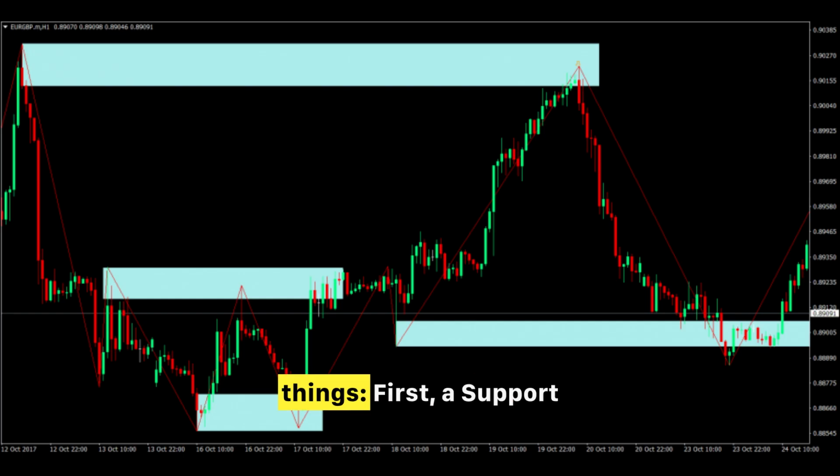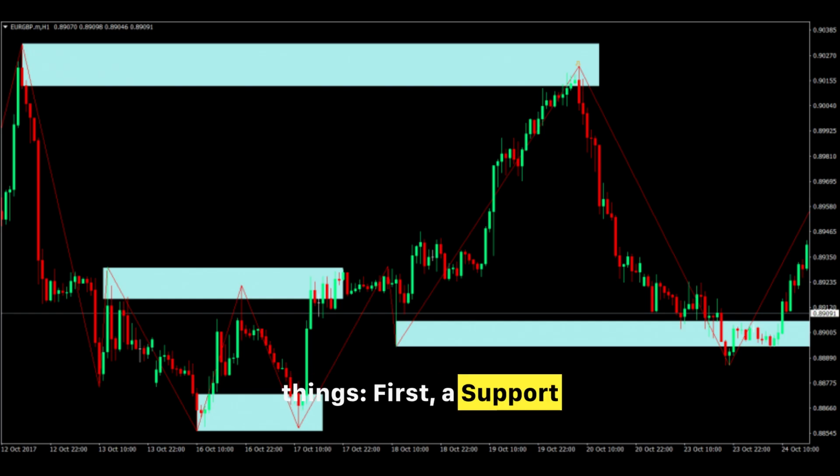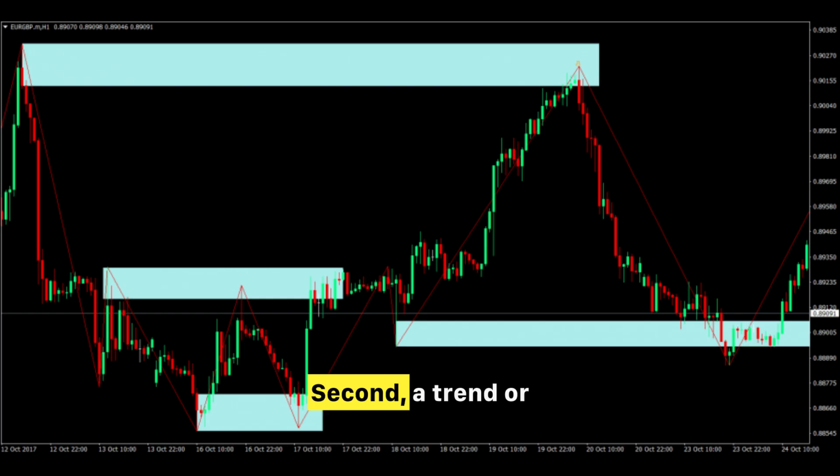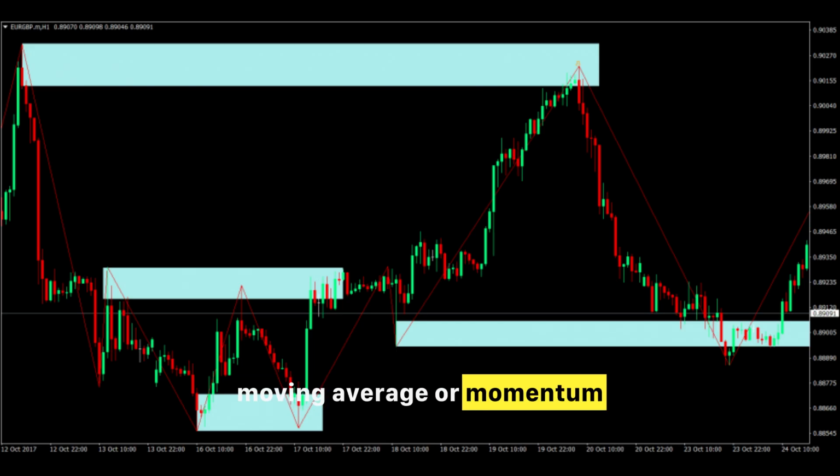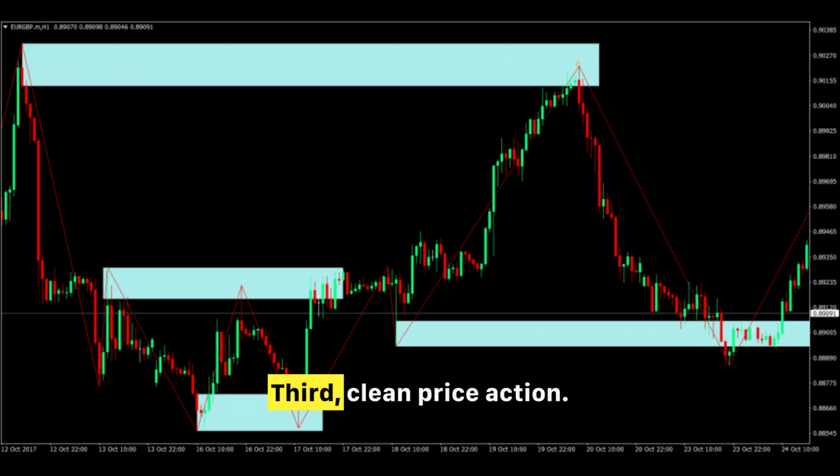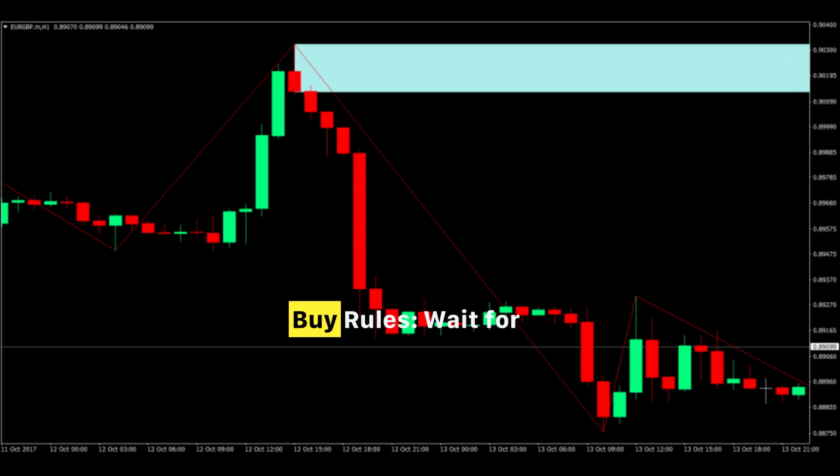You only need 3 things. First, a support and resistance area indicator to mark strong price zones. Second, a trend or confirmation indicator like a moving average or momentum filter. Third, clean price action.